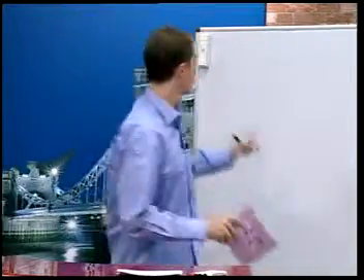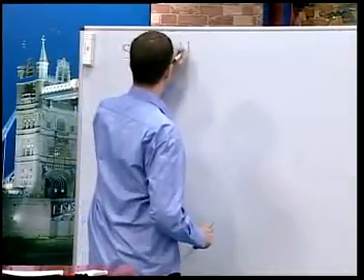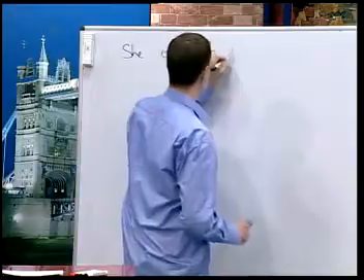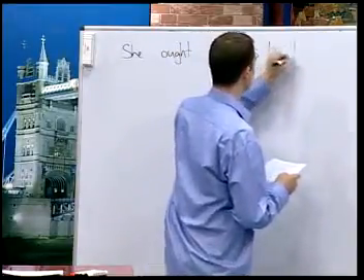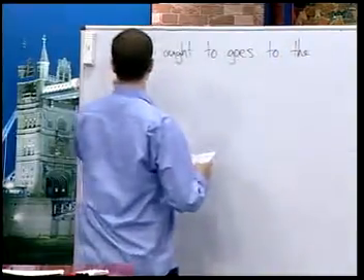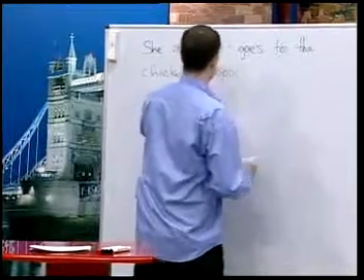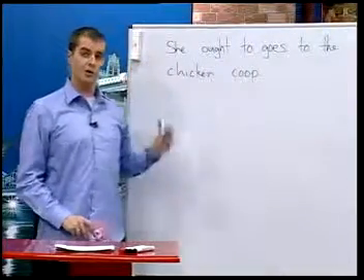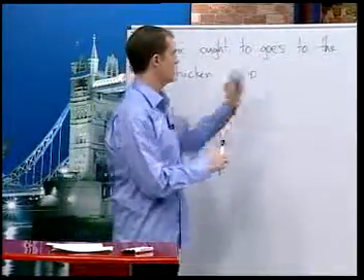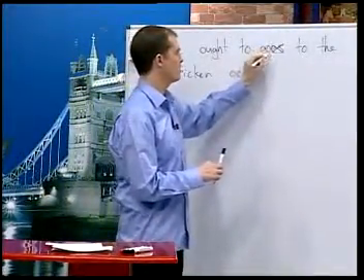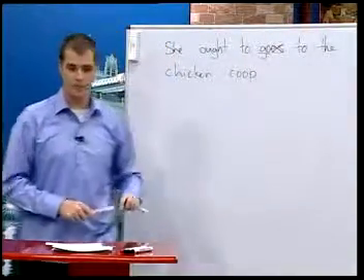For example, "she ought to goes to the chicken coop" is of course wrong because this is not a simple form of the verb. Just go. She ought to go to the chicken coop.